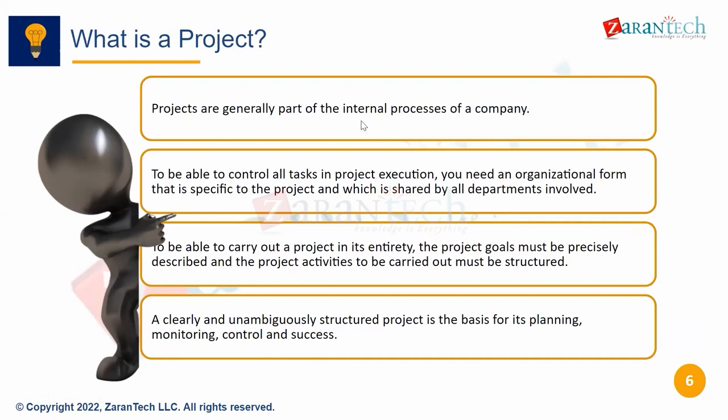Definition of a project. Generally, as part of the internal processes of a company, you want to be able to control all the tasks in project execution. Then we need an organization form that is specific to a project and which is shared by all departments involved. To be able to carry out a project in its entirety, the project goals must be precisely described and project activities to be carried out must be structured. So this is about structuring of the project. This is where the WBS, work breakdown structure, will help us. We'll see that in the subsequent slides.